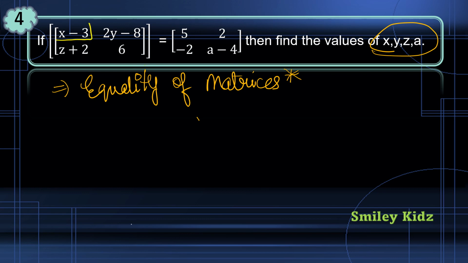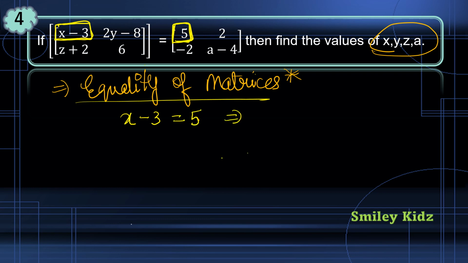So here the first element is x minus 3, which must be equal to 5. How can we equate them? By equality of matrices, x minus 3 will be equal to 5. Here we get the value of x as 5 plus 3, which is 8. So the value of x is 8.